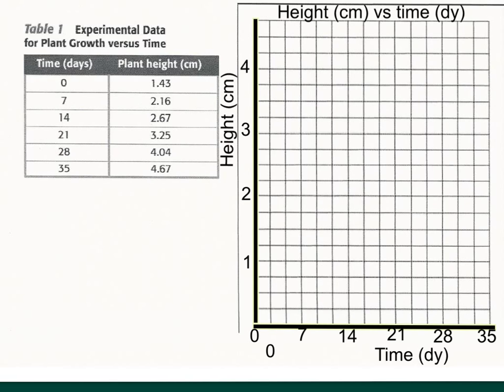Here's the scale for the plant height. So we're just left with plotting points now. So again, pause the video and plot your points and then start it when you're done. Okay, here are the plotted points. Now this doesn't really look like a line. It looks to me like it's probably a little bit more of a curve. So let's sketch that in. Something like this. Okay, so there's your graph for table 1 of experimental data, plant growth versus time. Let's do one more example.